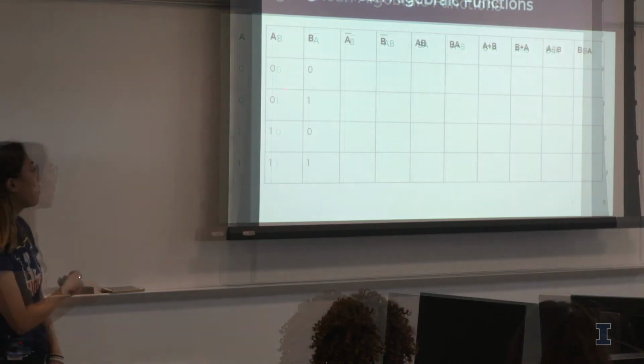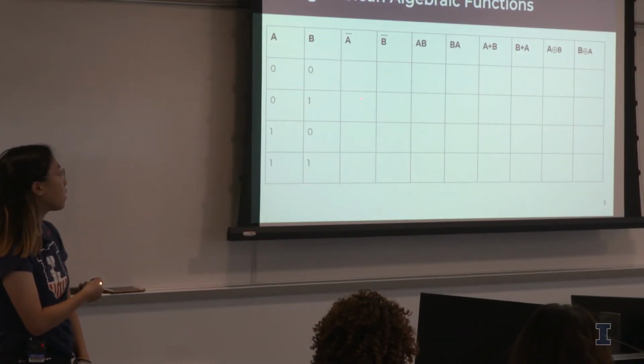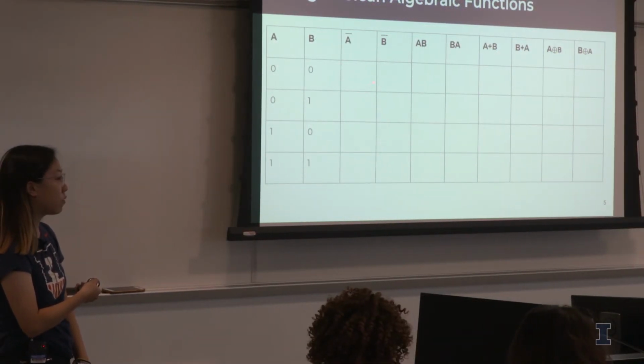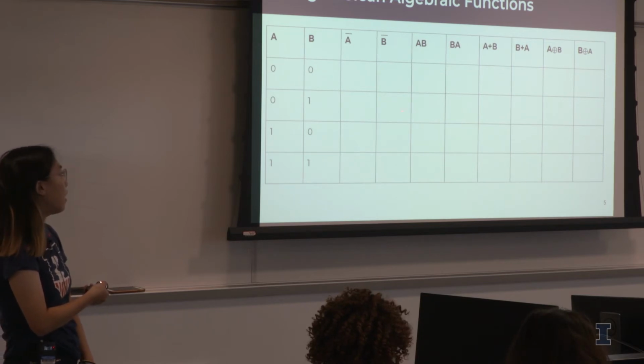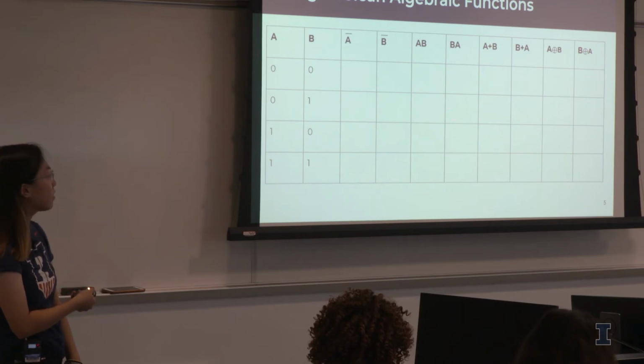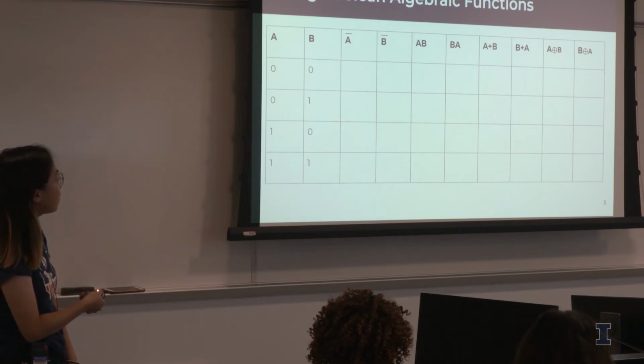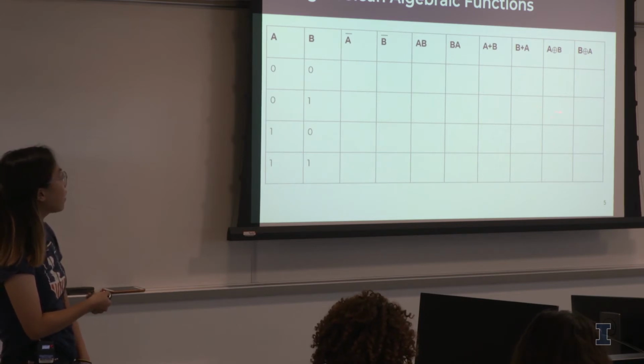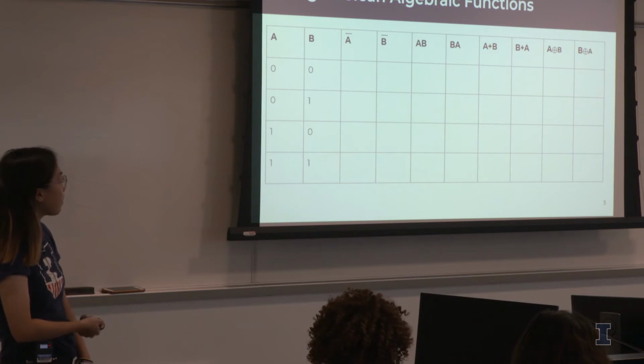So for A 0, B 1: not A, 1; not B, 0. A and B, 0. B and A, 0. A or B, 1. All of them are ones after that. B or A, 1. A XOR B, 1. B XOR A, 1.